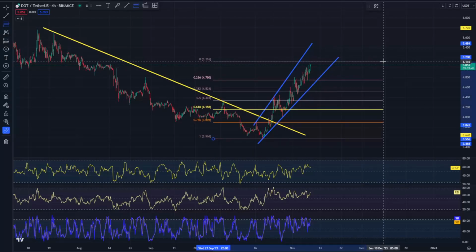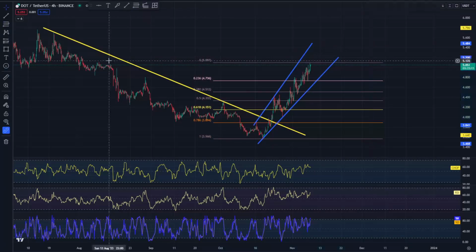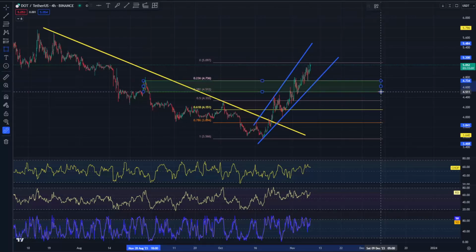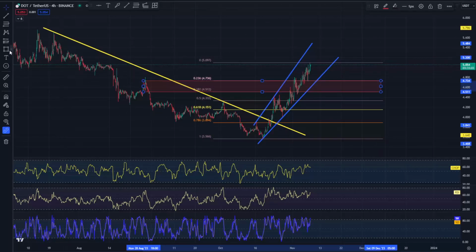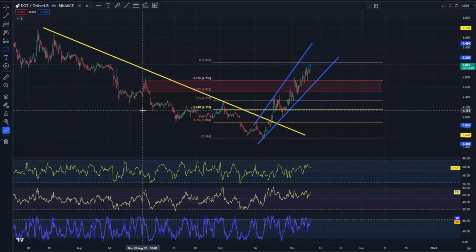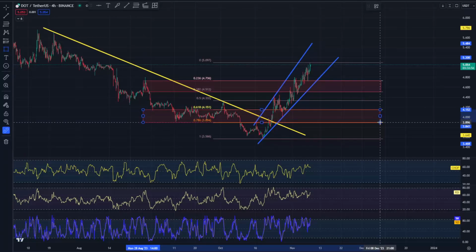Let's start by marking support points for the price, and we can see that first we have a support zone from $4.73 to $4.51. However, if the price drops lower, we can see the price return to a very strong support zone from $4.15 to $3.89.